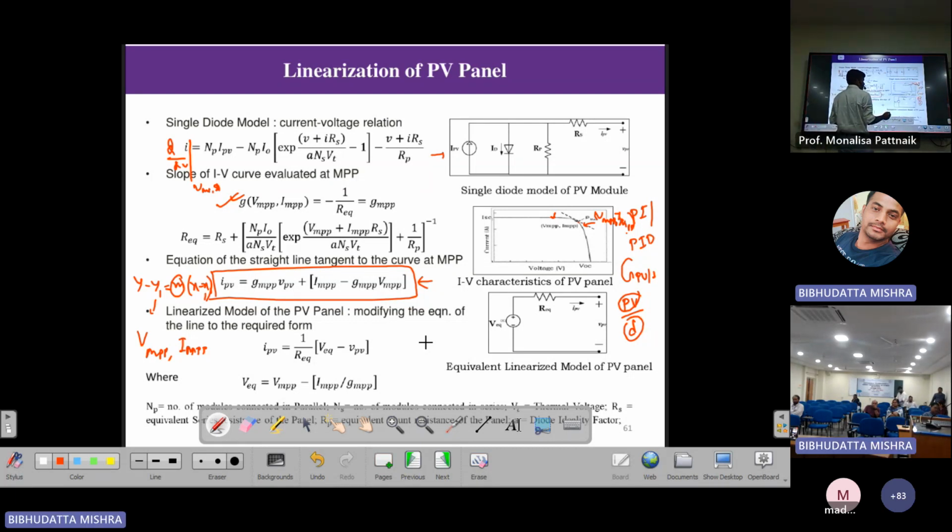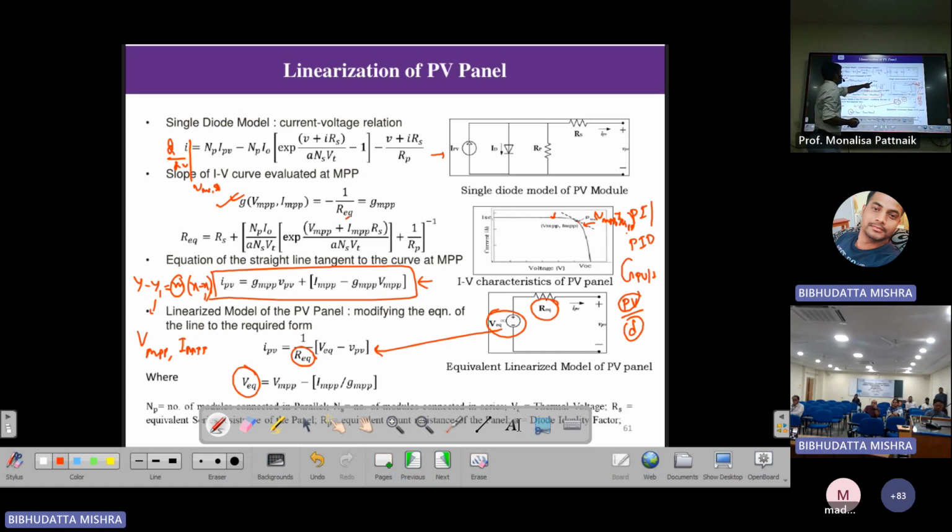Now what I want is to represent this as a linear circuit with a voltage source and a series resistance. Now this equation is this equation. So this equation and these two equations should be equal, and accordingly we can find out the V equivalent and the R equivalent. From there you can understand this R equivalent is nothing but 1 by GMPP, basically RMPP. Okay.